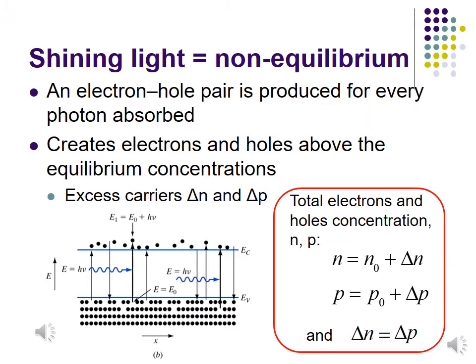So we have known that under light, absorption of photons will result in generation of electron and hole pairs. This will create excess electrons and holes denoted as delta N and delta P. So now the total concentrations of electrons and holes under the illumination are given as below. N is equal to N naught plus delta N, and P is equal to P naught plus delta P, and remember that delta N is always equal to delta P.